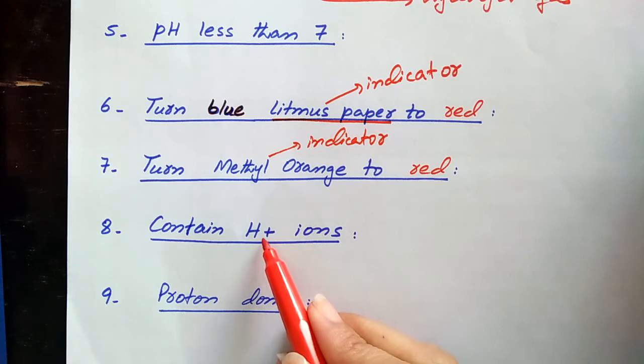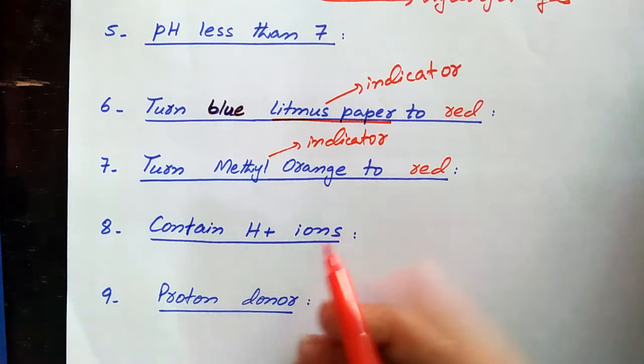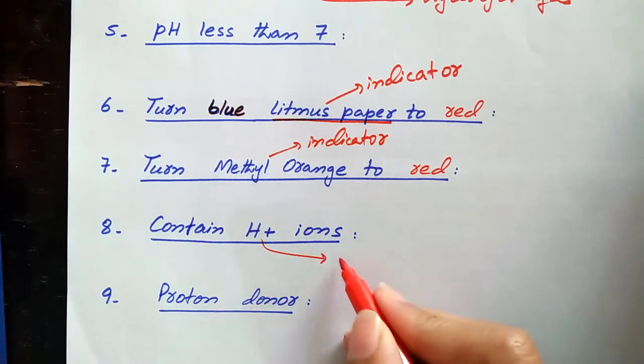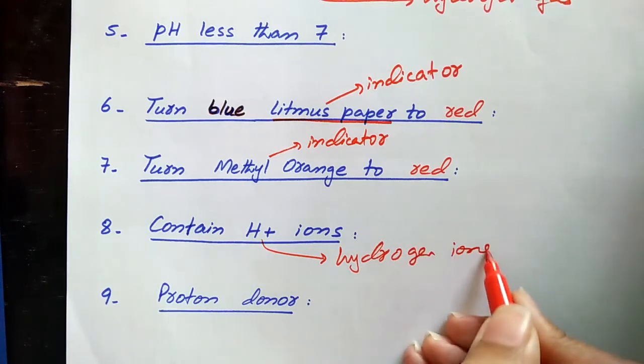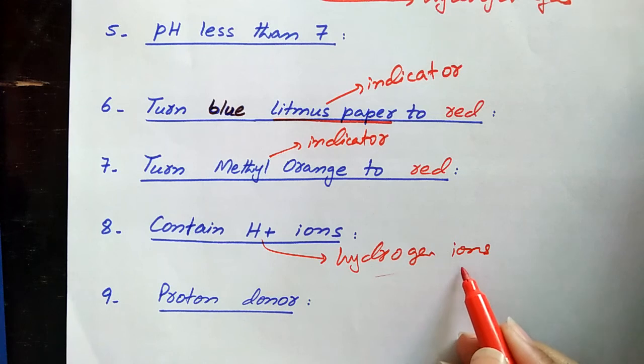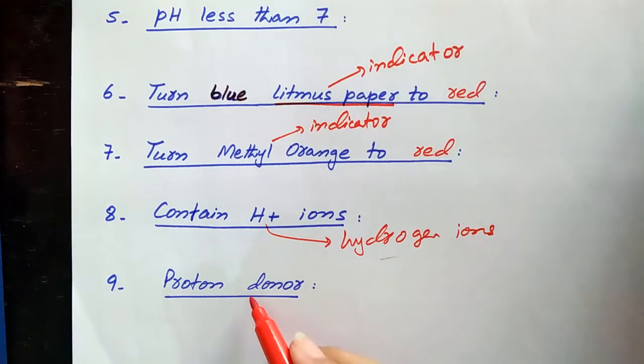Acid contains H+ ions. These H+ ions are called hydrogen ions. Acid contains hydrogen ions. They are proton donors. Acids are basically proton donors in nature.